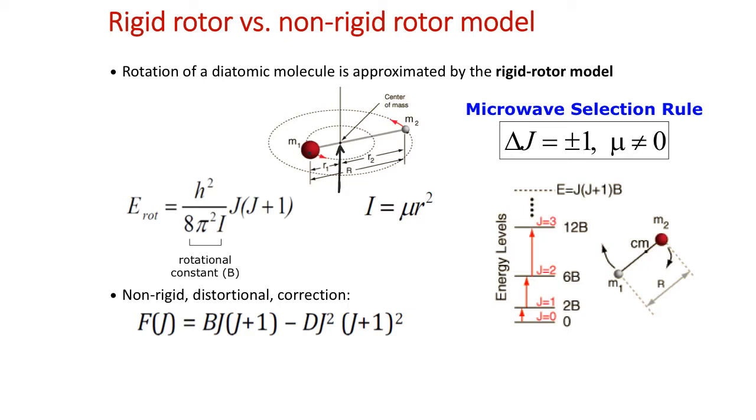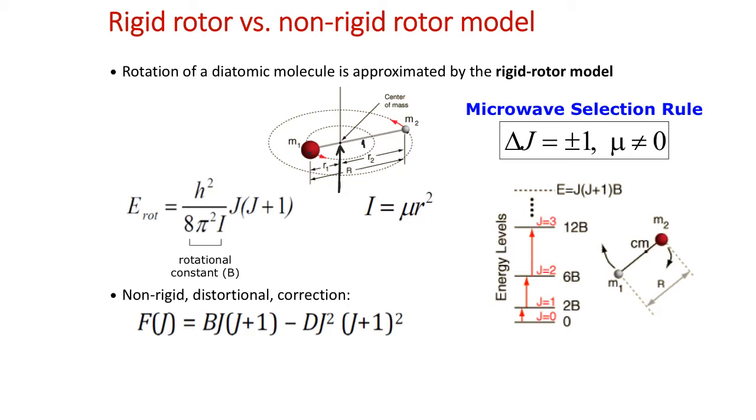Obviously, that center of mass point is going to be closer to whichever atom is greater in mass. If both masses are the same, it'll just be the midpoint of the bond. But we get the spinning of the molecule at the center of mass point. And then you can relate the energy of the spinning to the rotational quantum number J.